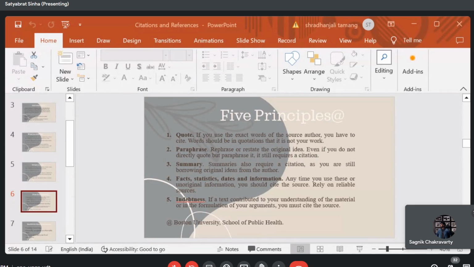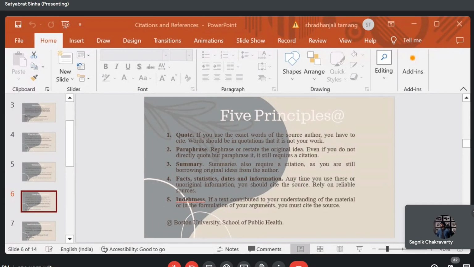So if we look at it in detail, quotation, of course, refers to taking the exact words from any other text. You take the exact words from an original source and you use the exact words. And I think this is something which everybody knows, that when we take the exact words, we put it in inverted commas. It's a quotation. So you have to cite, of course. Words that are in quotations are generally understood as not your work.